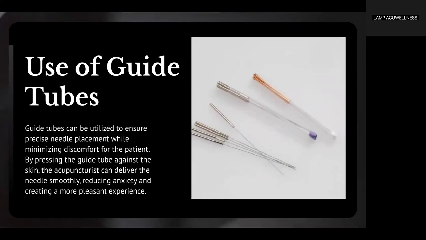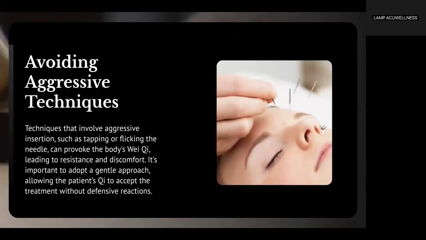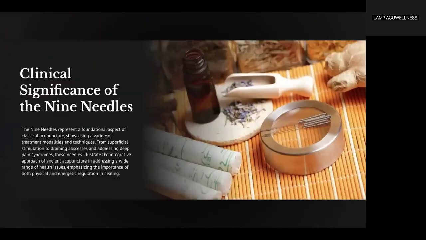Guide tubes can be utilized to ensure precise needle placement while minimizing discomfort for the patient. By pressing the guide tube against the skin, the acupuncturist can deliver the needle smoothly, reducing anxiety and creating a more pleasant experience. Techniques that involve aggressive insertions, such as tapping or flicking the needle, can provoke the body's wei qi, leading to resistance and discomfort. It's important to adopt a gentle approach, allowing the patient's qi to accept the treatment without defensive reactions.